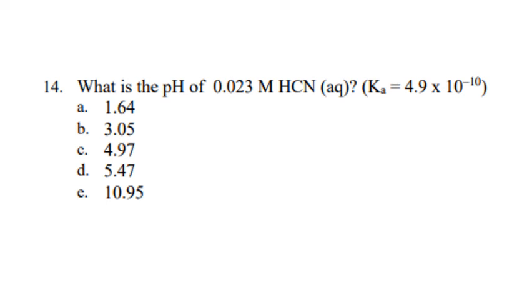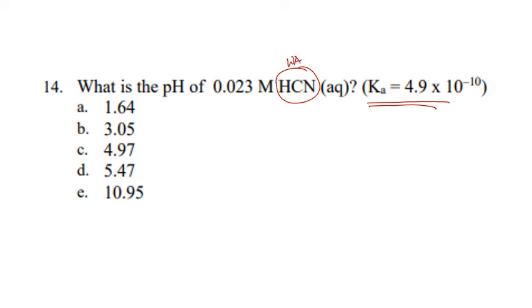And now calculation of pH. What is the pH of 0.023 molar HCN? So the first step, and the Ka value is also given. The first step when you calculate a pH is to identify what is given, whether it is a strong acid, strong base, weak acid, weak base, or is it a buffer. So in this case I know this is a weak acid, right?